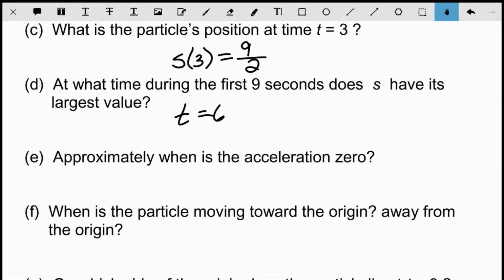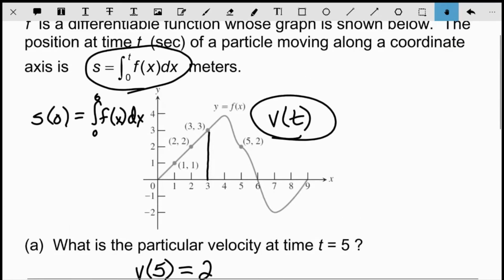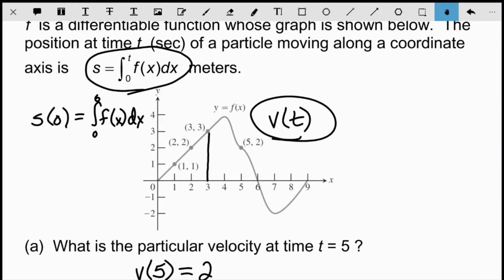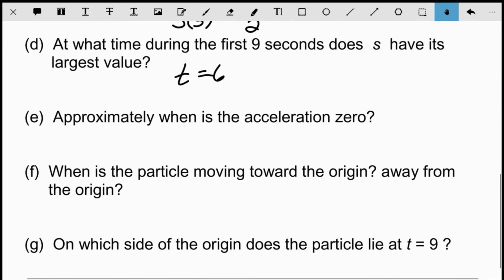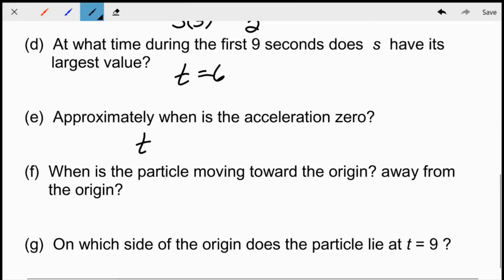E, approximately when is the acceleration 0? Okay, so remember the acceleration would be the slope of this graph. So we're looking for horizontal tangents. You can see we have one here and one here. So it looks like approximately time is 4 and time is 7. Okay, and it's the same thing. If I were to explain why I know that is the answer, I would explain that the graph of the velocity has horizontal tangents at those points.